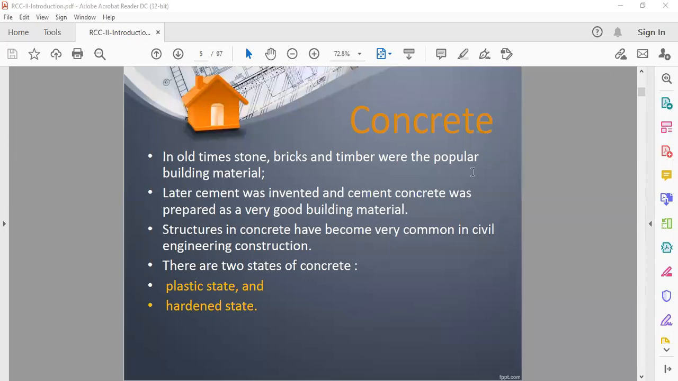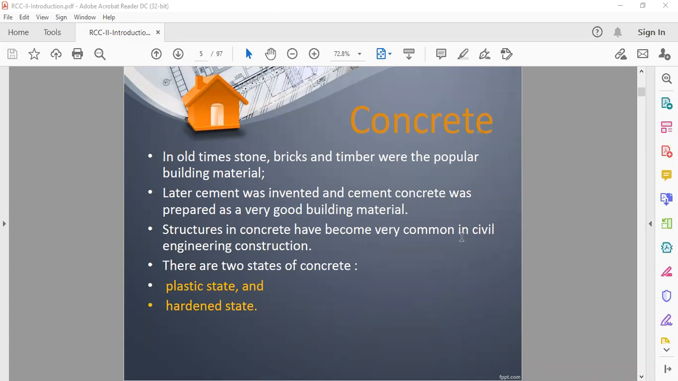So good afternoon all. Now we'll start. In the last lecture, we went through the syllabus part, what the different contents in the syllabus are. Now we'll go through unit number 1, that's the limit state method. Before that, we'll look at some of the introductory part related to concrete.